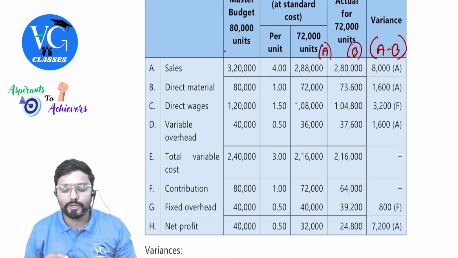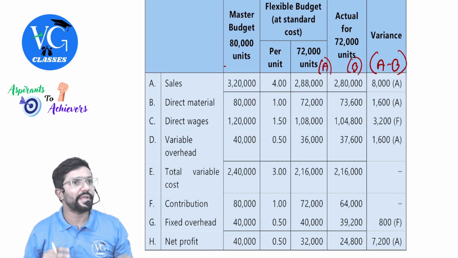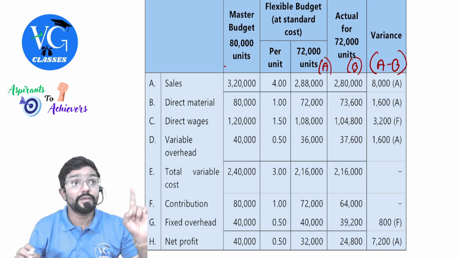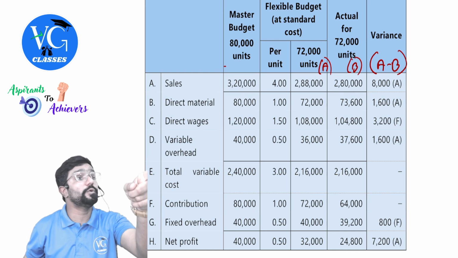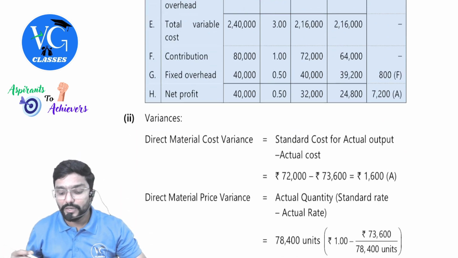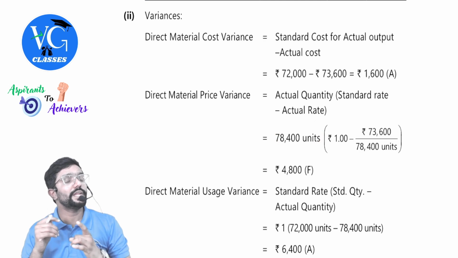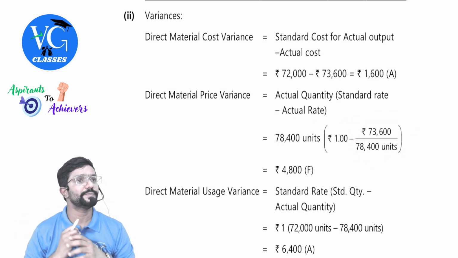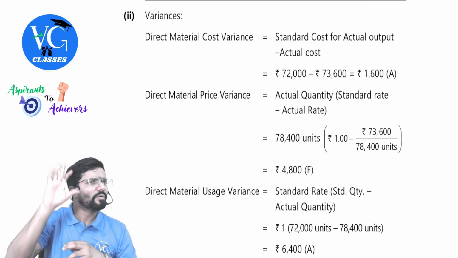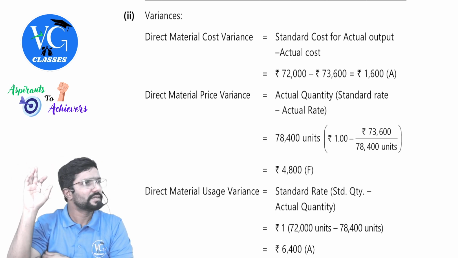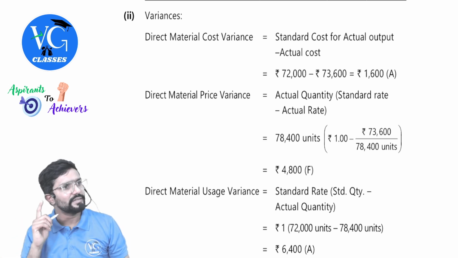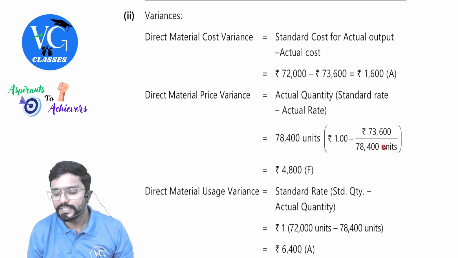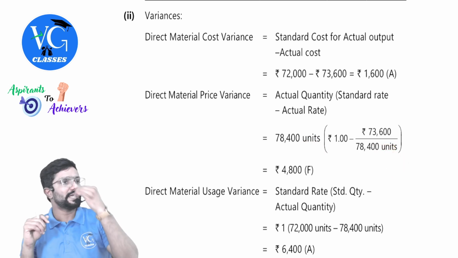78,400. Standard rate is how much, guys? 1 rupee. Actual rate, 73,600 you have incurred. Not for 72,000. No, 72,000 is output. How many kgs of raw material have we used? 78,400. Where is it given? In the question's last line. Correct? What is the actual rate per unit? Hope you guys are getting it. Per kg or per unit? Here, 78,400 is kgs or units, sir? Actually, I guess it is kgs. They should have mentioned it here as kgs. You can change it. It is kgs.